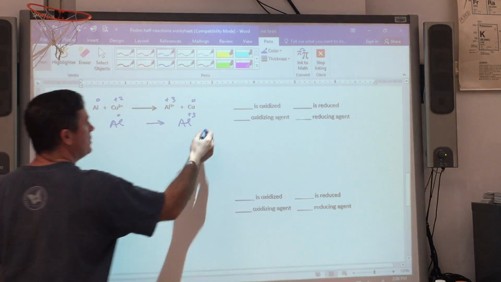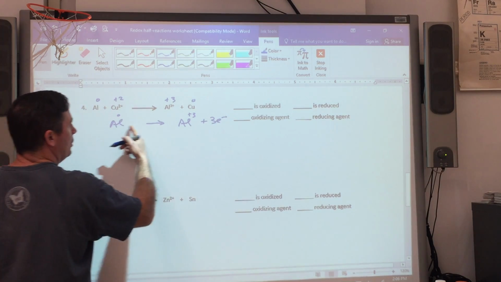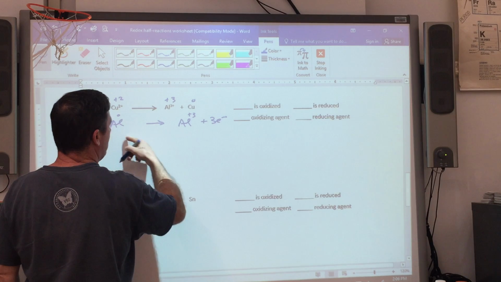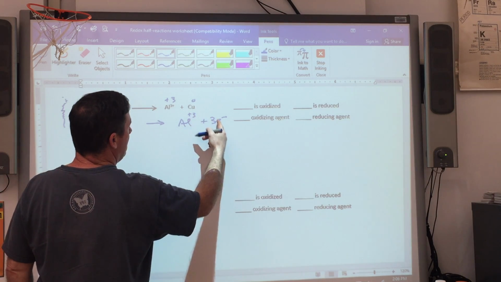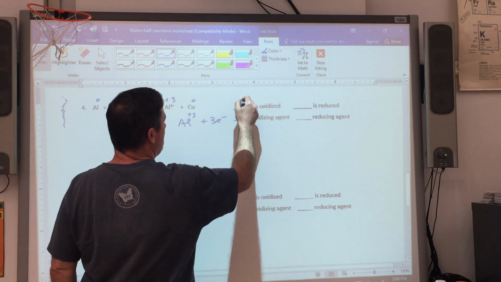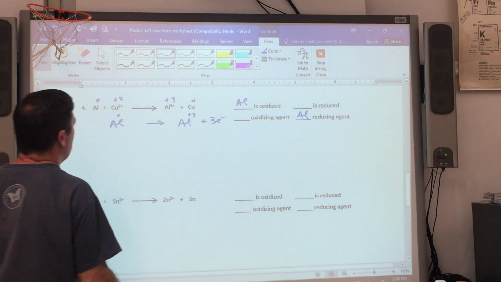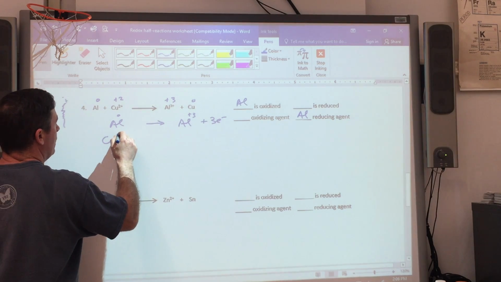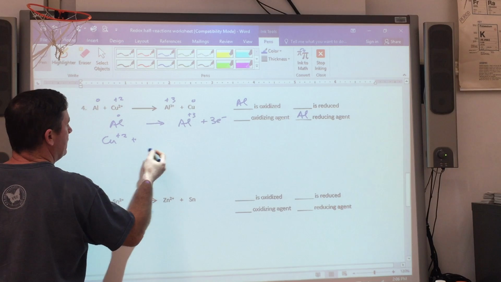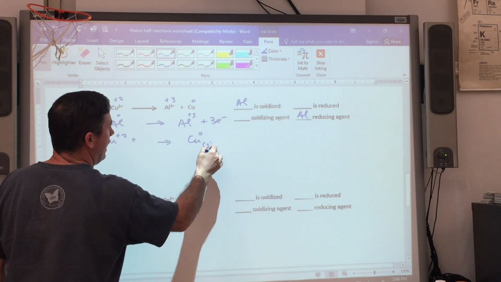It does that by losing electrons. You can see how many at this point. Aluminum, 0 on this side, reactants, 3, negative 3, 0. So it's losing electrons, it gets oxidized, making it the reducing agent. Copper 2+ gains electrons to become copper solid.